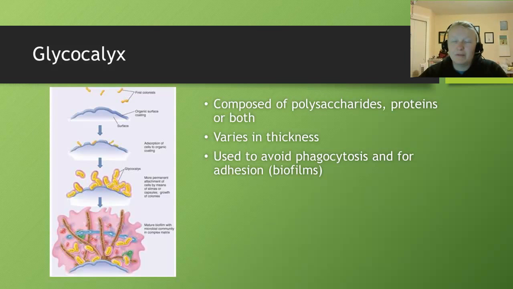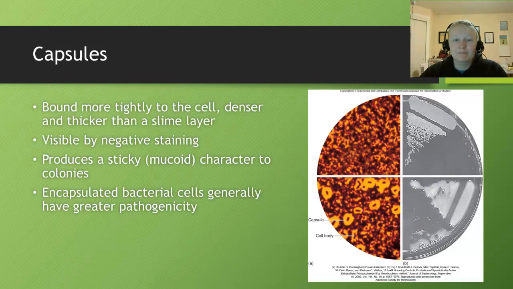Just understand the big overarching purpose of it. Now, when the glycocalyx is wrapped around the cell specifically, that's known as a capsule. And that forms a mucoid look on a Petri plate. And you can see that in the picture here on the slide.